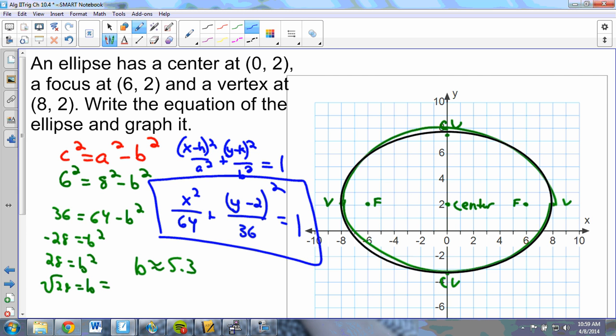The key to it really is, what's the only thing your grapher can graph? Y equals. So you can just get the y by itself, you can solve this for y, you can graph it. I'm not saying that's easy, but that's how you can do it.